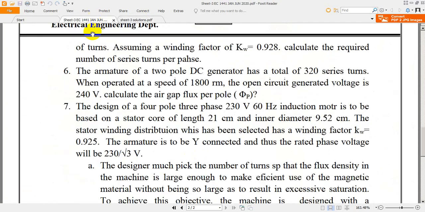We have a 2-pole DC generator, number of poles 2, having a total of 320 series turns. When operated at a speed of 1800 rpm, the open circuit generated voltage is 240 volts. It means the generated voltage E, or EDC, is equal to 240. Then we need to calculate the flux per pole.